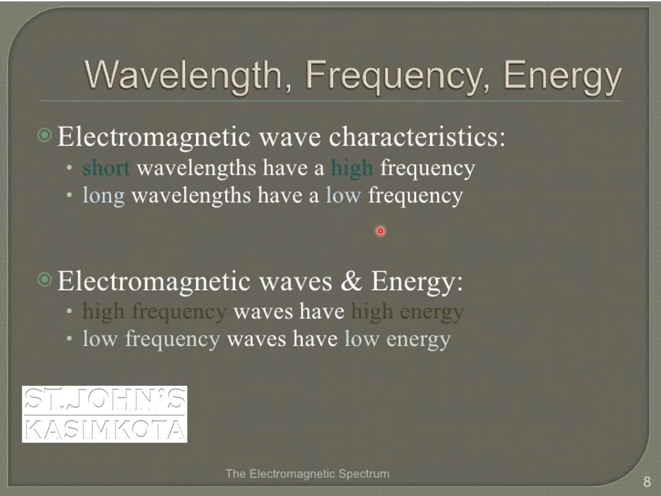So the electromagnetic wave characteristics are that the spectrum which has short wavelength has high frequency, and that which has long wavelength has low frequency. Remember that wavelength and frequency are not directly proportional. They are inversely proportional. When wavelength is short, frequency is more. If wavelength is more, frequency is low.